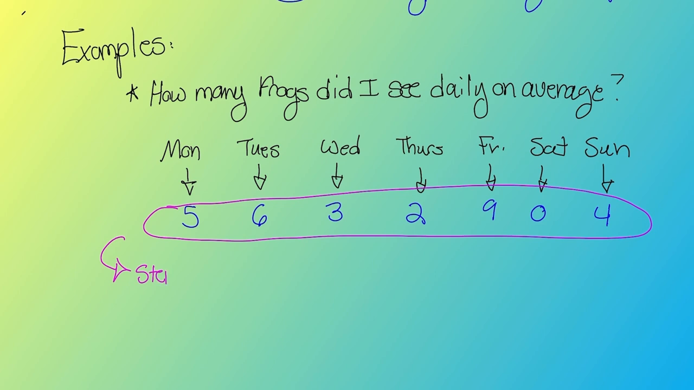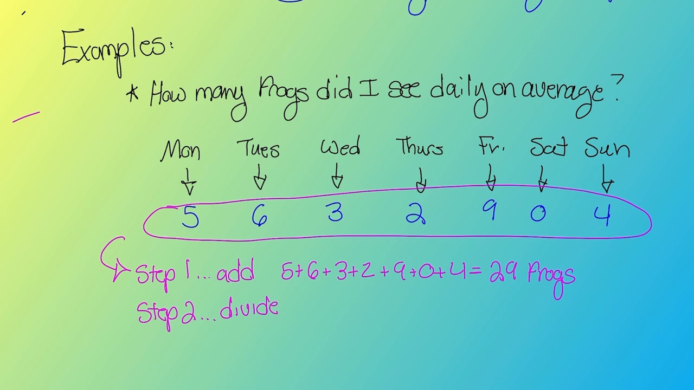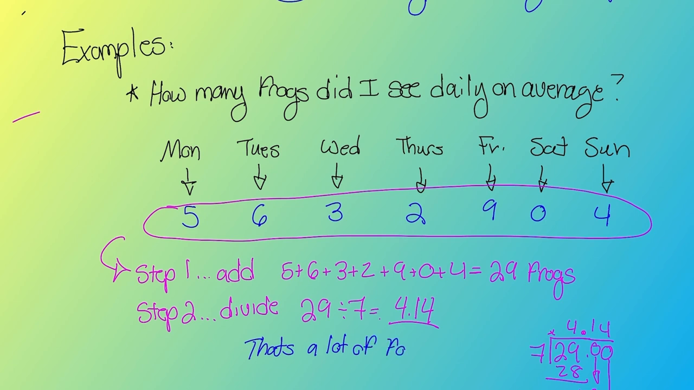4 Sunday. So step 1 is I need to add up how many frogs did I see in all. So 5 plus 6 plus 3 plus 2 plus 9 plus 0 plus 4. And I end up with a lot of frogs. Let me add it together, see what I get. It's 29. And since there's 7 days in the week, I'm going to divide 29 frogs by 7. And unfortunately, it's going to be a remainder. I don't want a remainder, I want a decimal point. So 4.14. That means I see, on average, 4.14 frogs every day of the week. It's a lot of frogs.